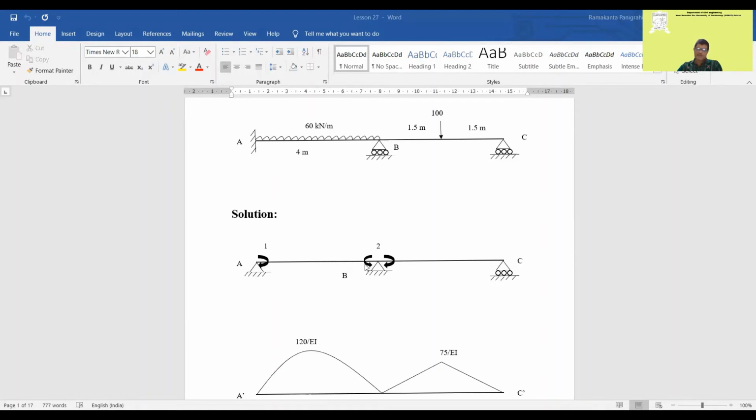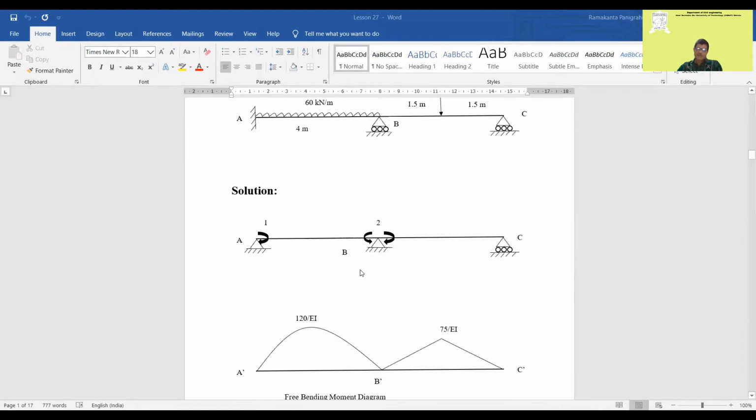Now draw this bending moment diagram. To find out these rotations, we have to use the conjugate beam method here. So you know the conjugate beam method, we are not going to discuss it again. In the conjugate beam method, the fixed end will be free and the simply supported end will be hinged.